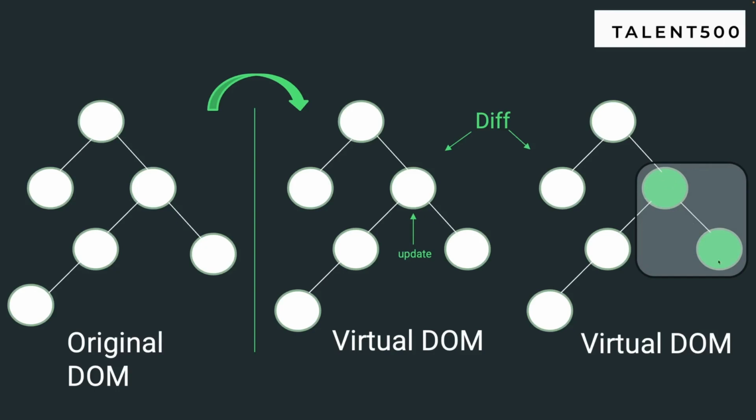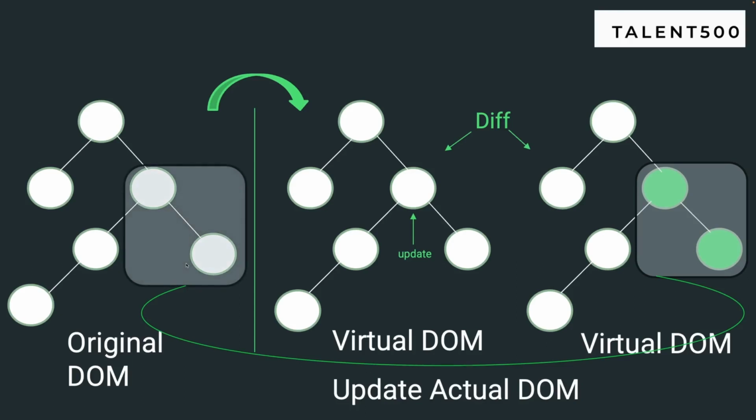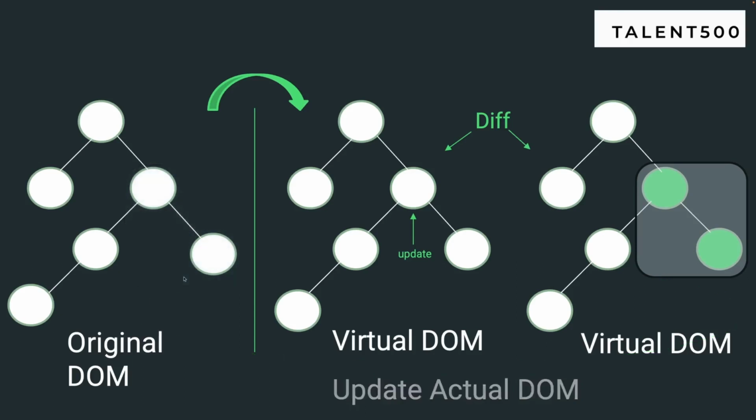Now, once we identify that this portion has changed in the virtual DOM, now it's time for me to make this update to the original DOM. And the original DOM gets updated and things are complete at this point of time. So what happened first? First we had an original DOM, and for that we had an in-memory representation, the virtual DOM. Now let's say the update happened over here.